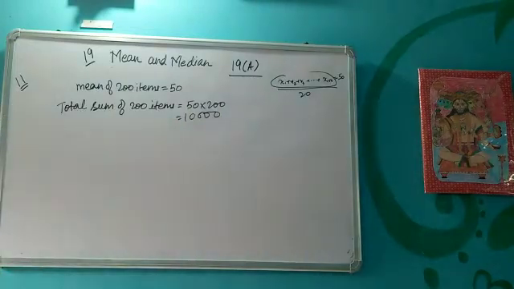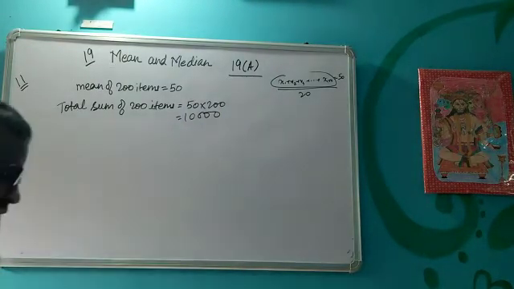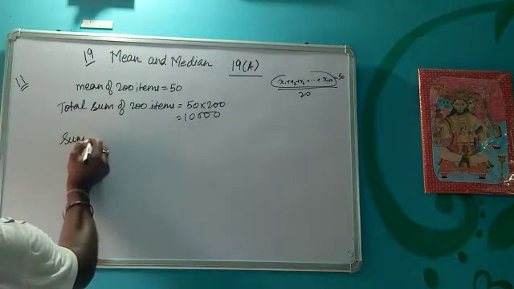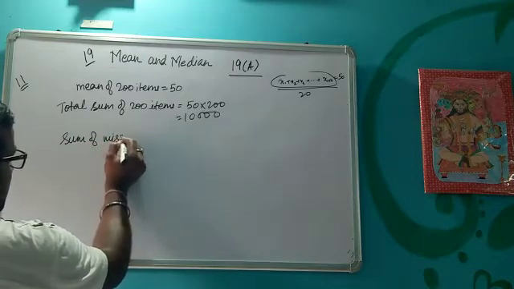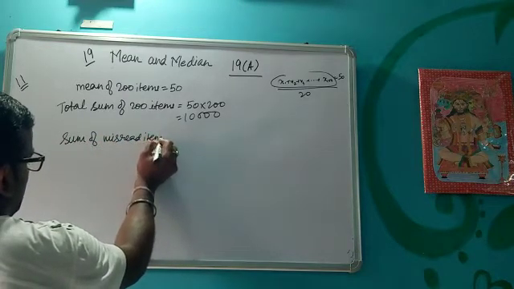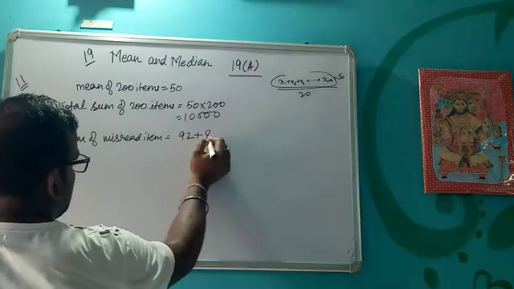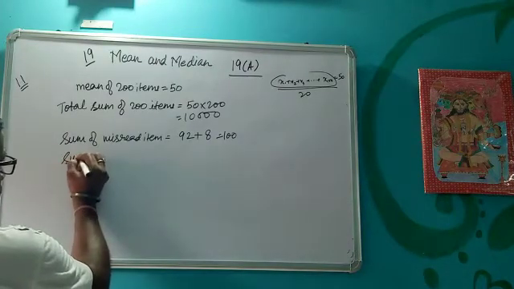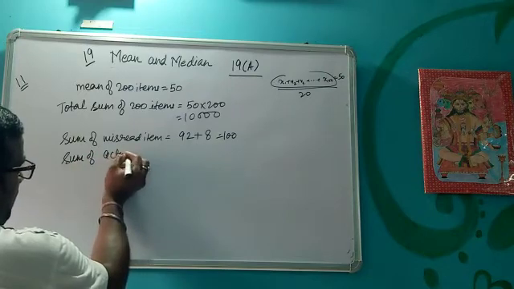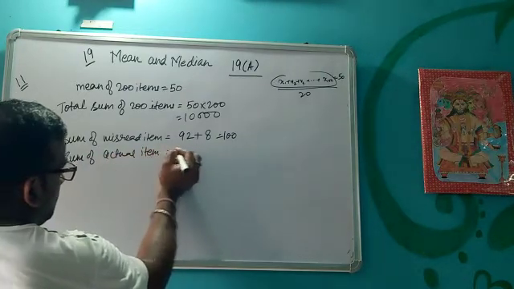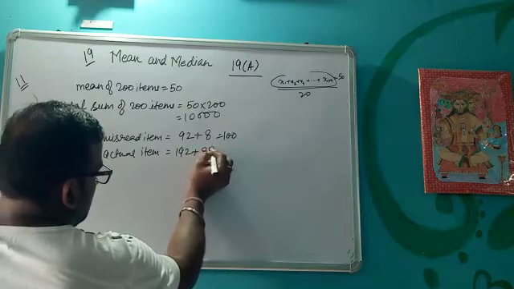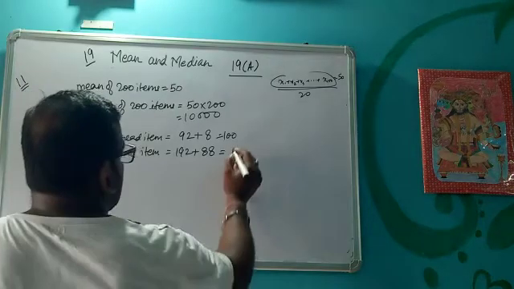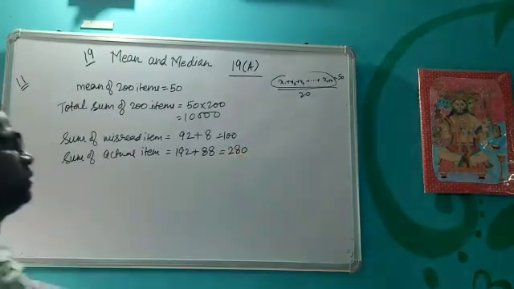Okay. Now, what are the two incorrect items? So sum of misread items we have to consider, that is 92 plus 8, and it was 100, and we will calculate the sum of actual items. So what were the actual items? 192 plus 88. So these were the actual items, that is 280.